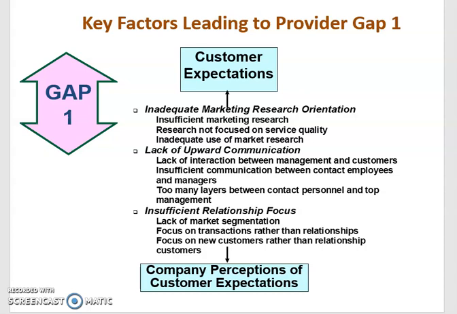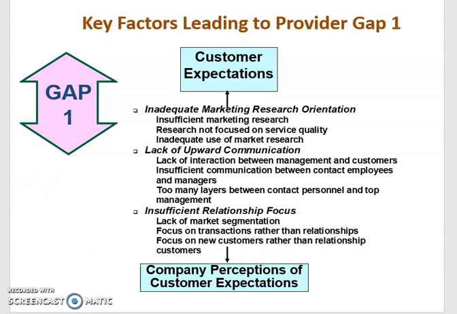Then the second point, the lack of upward communication, which has to be taken into consideration from the company side towards the customers. So how are you going to communicate from the top level to the customer's understanding of how the service is going to be offered. The third point relates to insufficient relationship focus, which relates to the lack of market segmentation, and no proper usage of CRM strategies and so on and so forth.